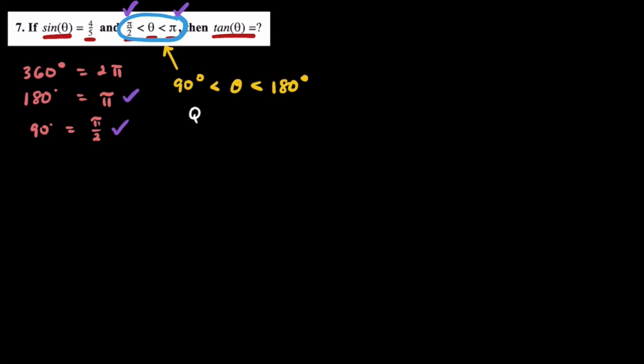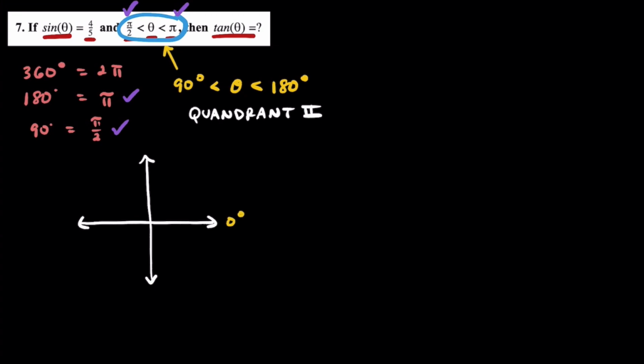And the significance of this is that we now know that our angle measure of theta is located in quadrant 2. Drawing a quick coordinate plane just to give you some reference, if I draw our x-axis and our y-axis, 0 degrees would be located here, 90 degrees is here, 180 and 270. So theta must be somewhere in this region over here.